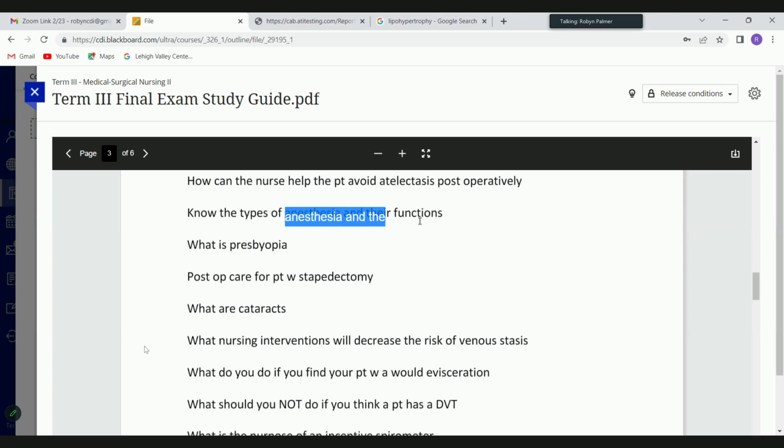All right. Okay. What's presbyopia? Farsightedness. Okay. In a specific group of people. Older age, right?